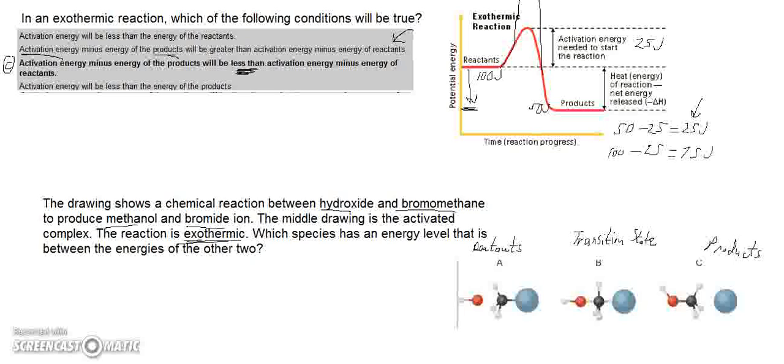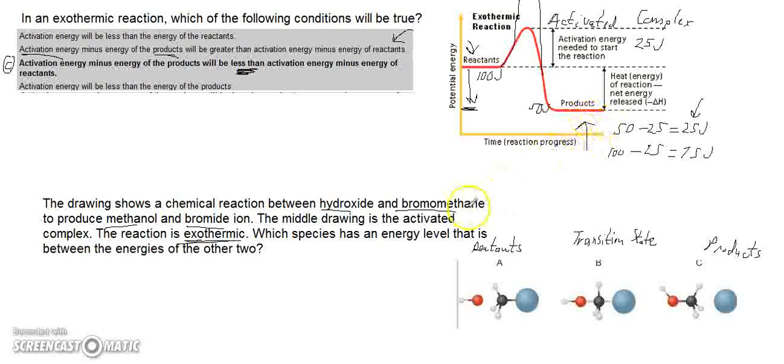And then it's saying which species has an energy level that is between the other two. Okay, so then we just have to use our graph and look. So here's our reactants. Our activated complex would be on top here. I can write it activated complex, aka transition state. Remember, activated complex and transition state mean the same thing. And then our products, of course, are down here.